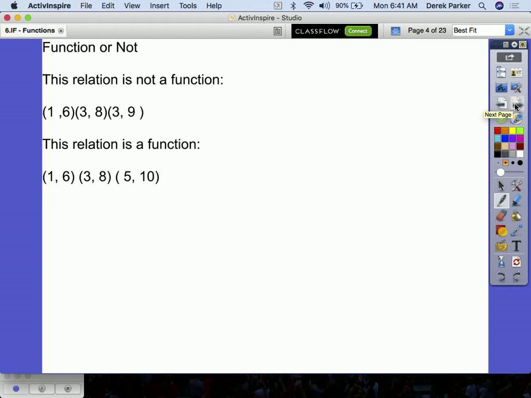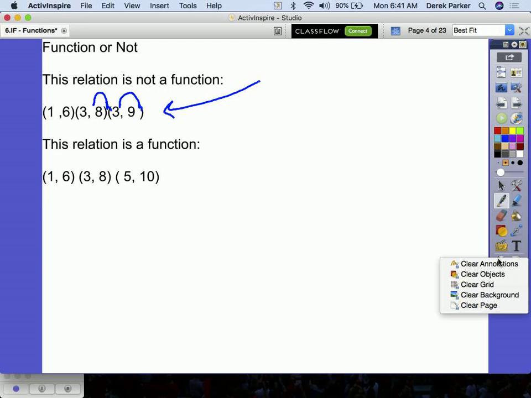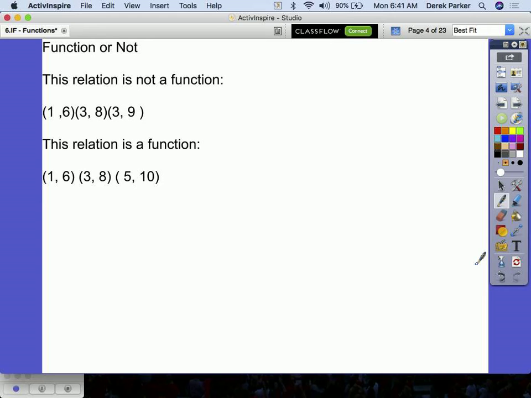Now, function or not a function. This relation is not a function. Here's the reason why. This input can only have one output. So since 3 has 8 here, it cannot have the 9. So that is not a function. This one, however, is a function because each input has its very own output.